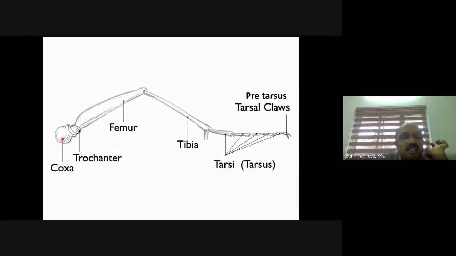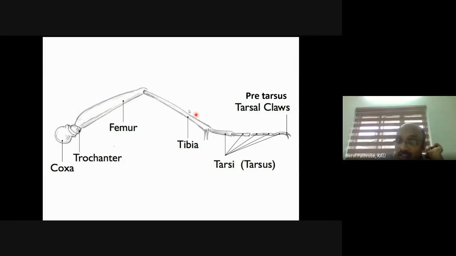So this is coxa. This is small, but it is a stout segment. Trochanter, this is an extremely small segment. Femur, it is the largest and thickest segment of insect leg. We can consider femur as the thigh of our leg. Just if you take our leg, thighs are the largest and strongest part. All the muscles are located in the thighs. In the same manner, most of the muscles of insect leg are located in the femur.